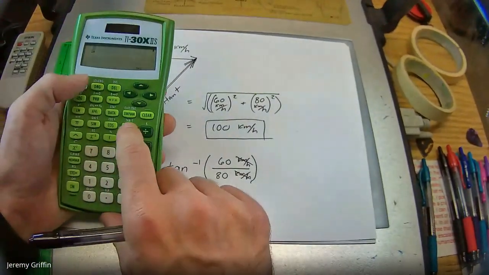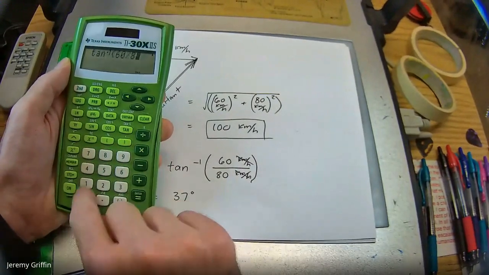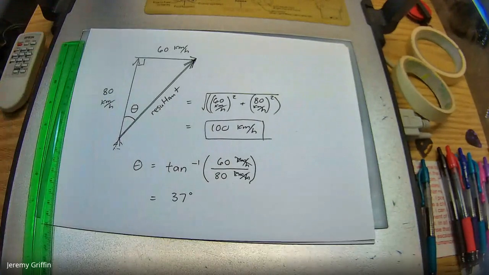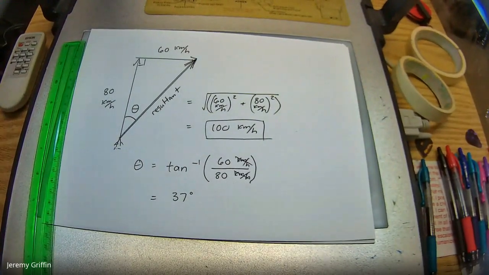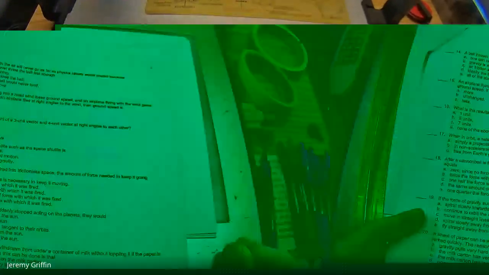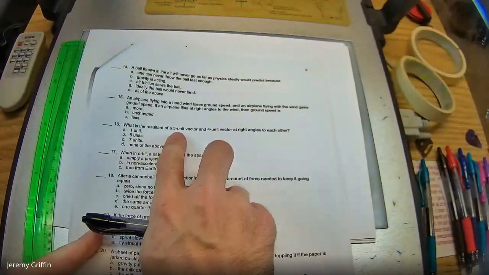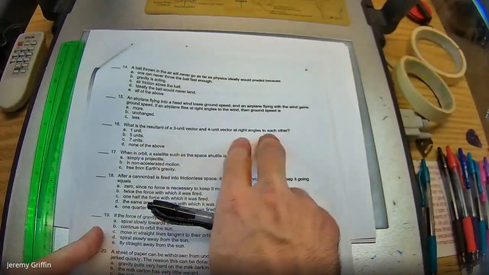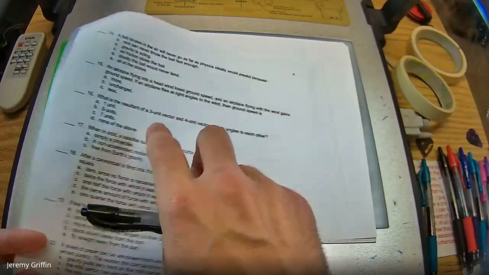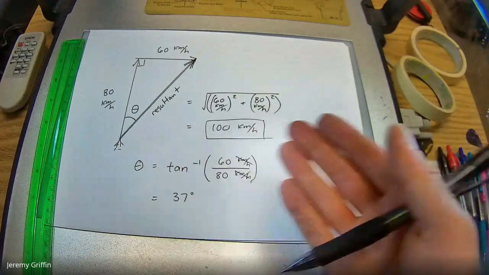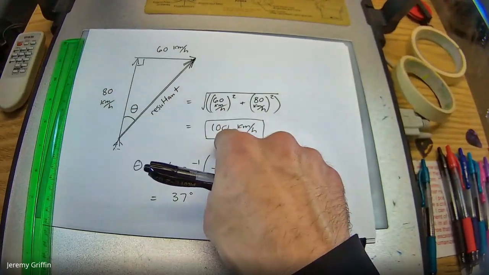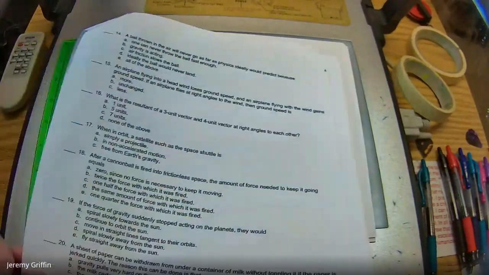Okay, let's try this out. Inverse tan, 60 over 80. 37 degrees right there. Yeah, nice. Let's remember that. What is the resultant of a 3-unit vector and a 4-unit vector at right angles to each other? 5 units. Yeah, which is pretty much exactly what we just did, scaled up by a factor of 20. 3 times 20, 4 times 20, 5 times 20. 3, 4, 5.